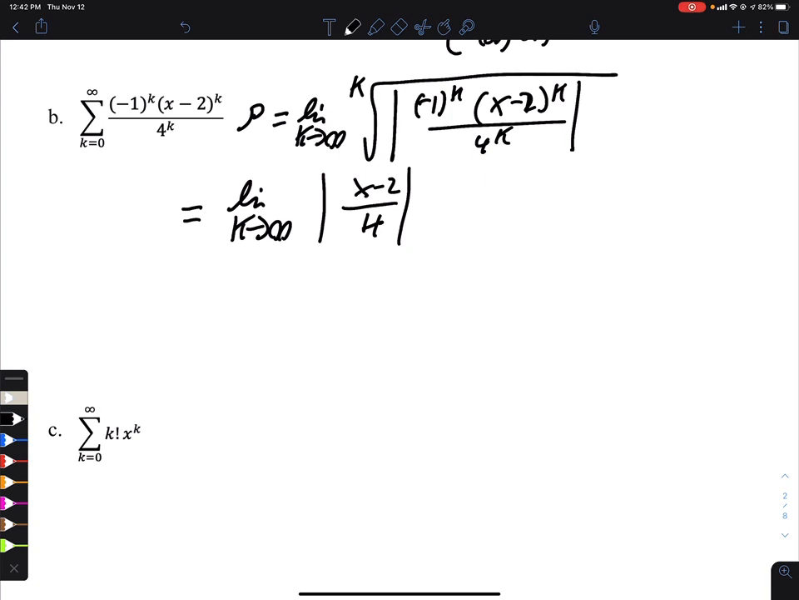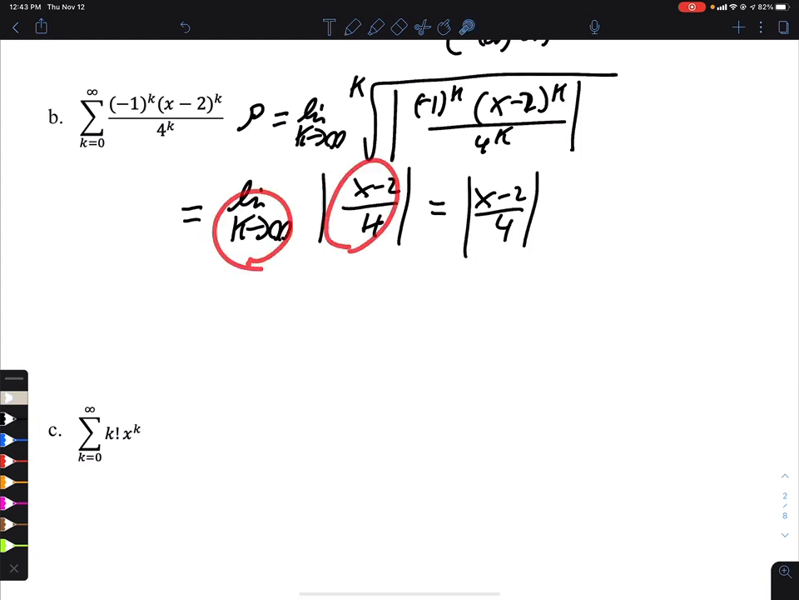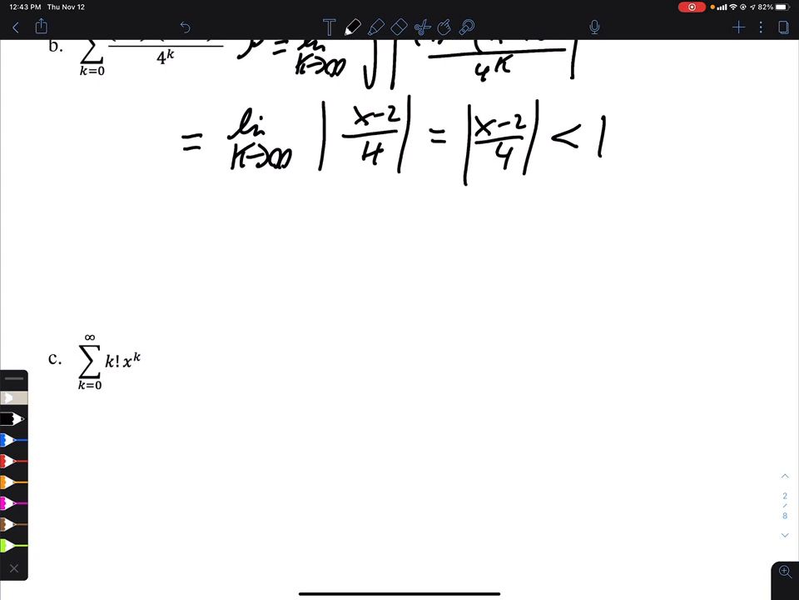Now, remember x is a constant, so this is just x minus 2 over 4. There is no k here, so it doesn't matter if k goes to infinity. There is no k to worry about. Now, this is the same as the ratio test. This has to be less than 1 to converge, right? So we multiply both sides by 4, and we get a 4 there.